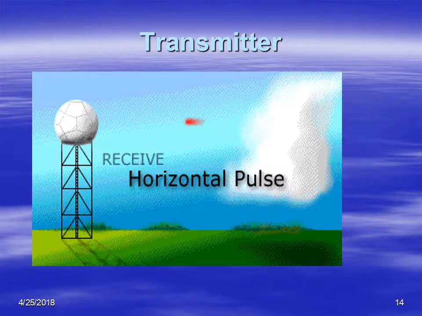So this is how a radar works. It transmits a pulse. After the pulse leaves the radar, the receiver is turned on and you're listening for the signal to come back. But count the number of times that the pulse goes per second, and that's your PRF.